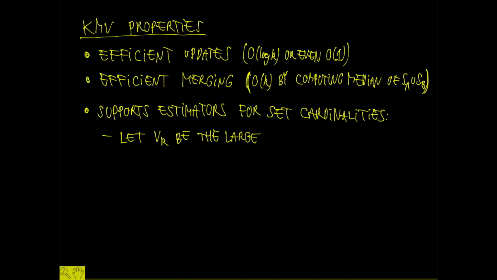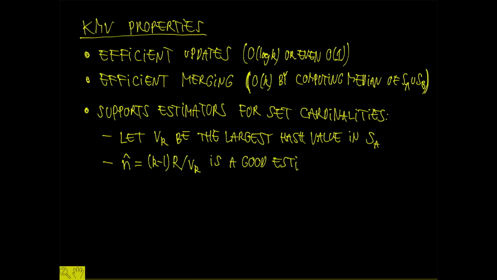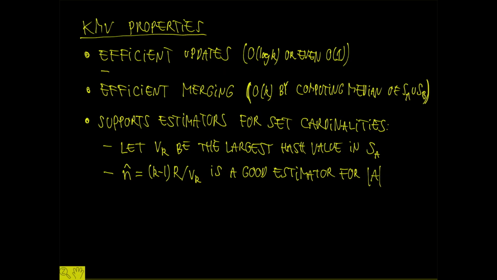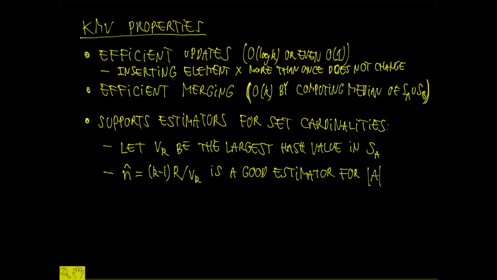Okay. So the way this is done is that we look at the largest hash value among those stored. So remember, we store the k smallest hash values, and we take the largest one among those. So this would be the kth smallest among all hash values. Now we can compute an estimator n hat, where n is the size of the set, as k minus 1 times r, this range, divided by this hash value vk. That turns out to be a good estimator for the size of A, which we denote by n.